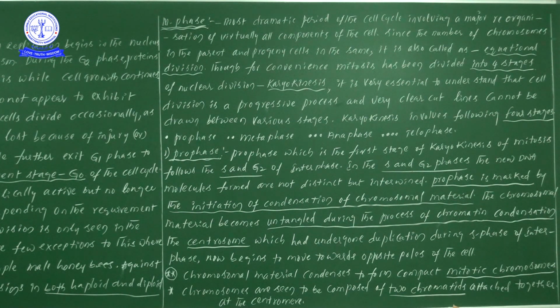Initiation of condensation. So by the process of condensation, finally at the end of the prophase, it is converted into chromosomes. Next, the chromosomal material becomes untangled during the process of chromosomal condensation. So while this chromosomal condensation process is taking place, the chromatin material will definitely be untangled.